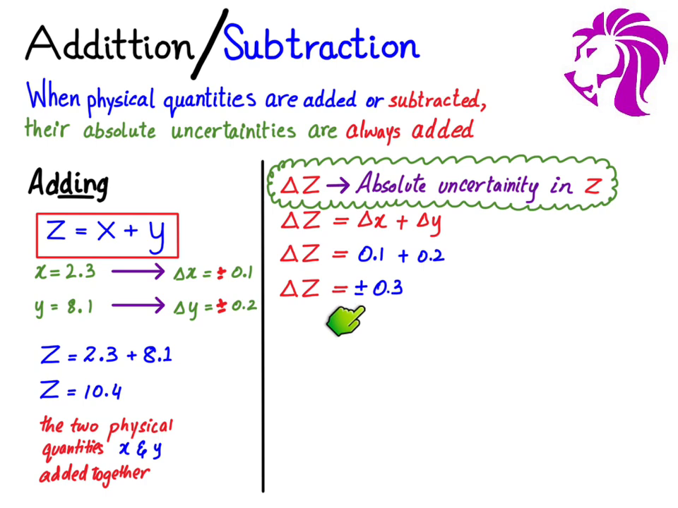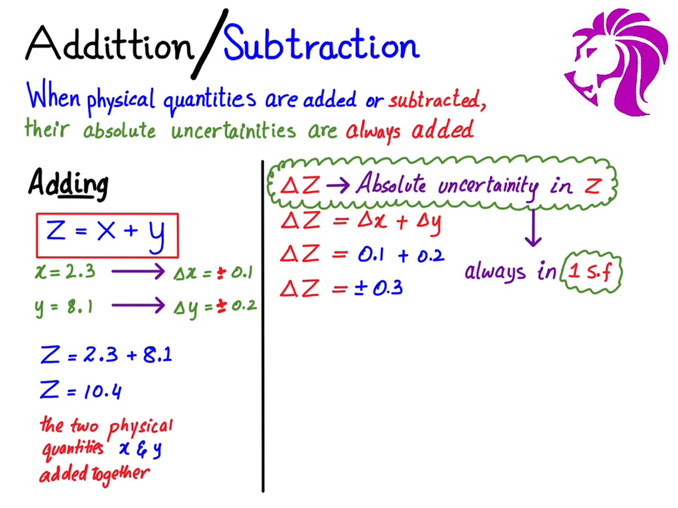Now you always write a plus and minus with your uncertainty, so your absolute uncertainty delta z is 0.3. So you have done two things over here. First, you have found the value of z by just adding the physical quantities. Then you have found the value of delta z, which is the absolute uncertainty in z. 10.4 is the actual value, and what is the possible error in this value? A plus 0.3 or a minus 0.3. So that means you would write your final answer as 10.4 plus minus 0.3.